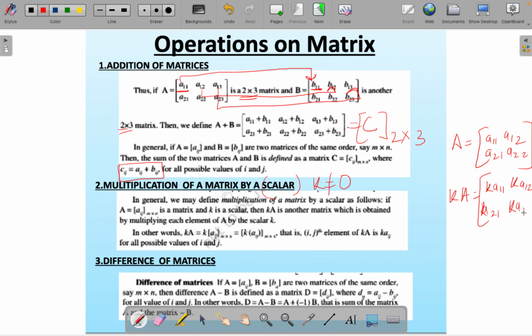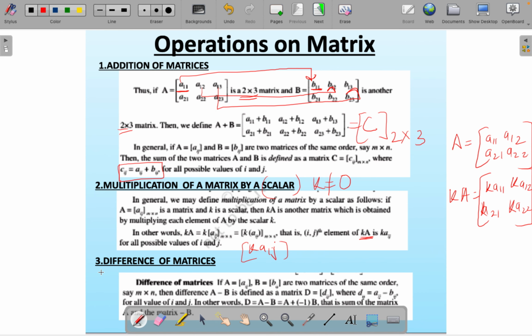Any scalar into the matrix. Suppose I want you to find K into A, so it will be K into Aij, where Aij represents the elements, right?